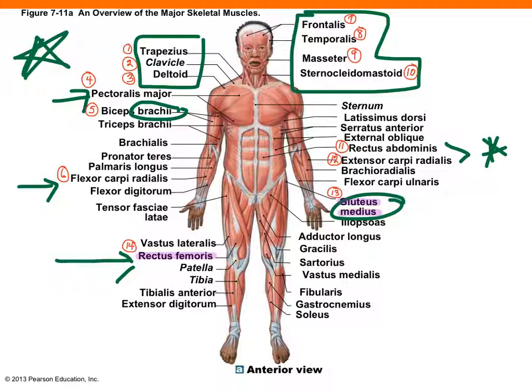We definitely need to know the trapezius, and then you could see the deltoid, the pectoralis major, the biceps brachii, the flexor carpi radialis, the frontalis muscle, the temporalis, the masseter, the sternocleidomastoid, the rectus abdominis, the extensor carpi radialis, the glute medius, and last, the rectus femoris. Those will all be on the test and on the midterm exam.